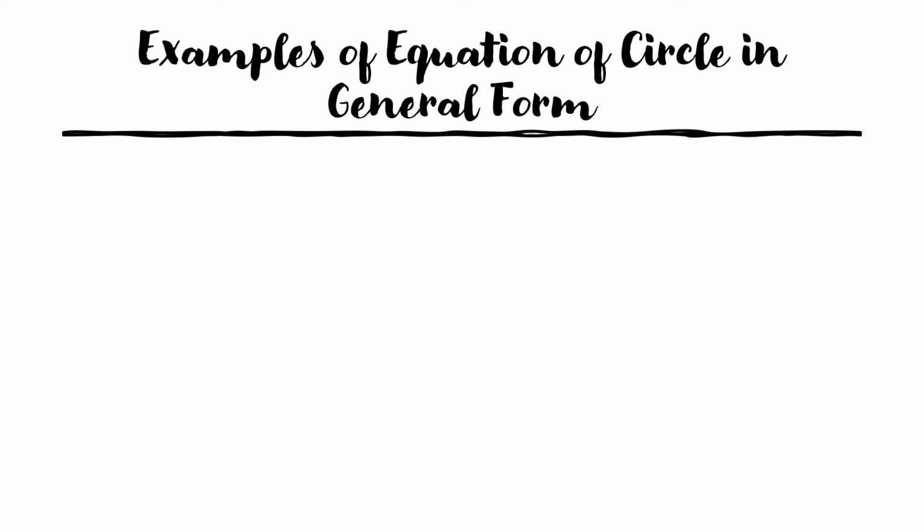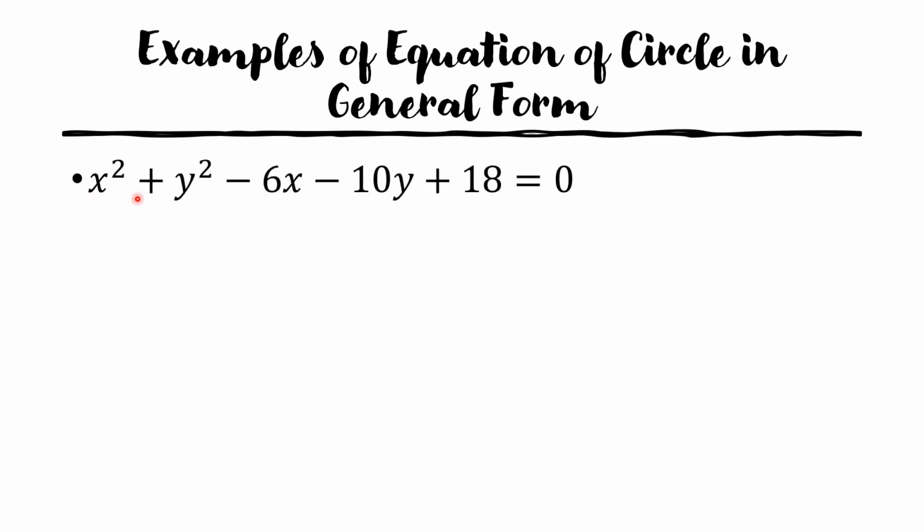Now, let's have some examples of equation of a circle in general form. So, first we have x squared plus y squared minus 6x minus 10y plus 18 is equal to 0. So, dito ang coefficient ng x squared and y squared natin is equal to 1. So, para silang 1. Yung value ng c natin is negative 6. Remember, yung c, lagi siyang may kasamang x. So, negative 6 ang ating value ng c. Ang value ng d natin is negative 10. Lagi naman siyang may kasamang y. And yung constant natin will be our e.